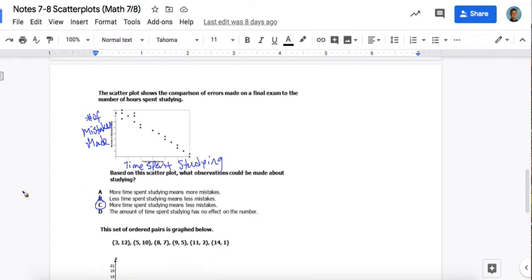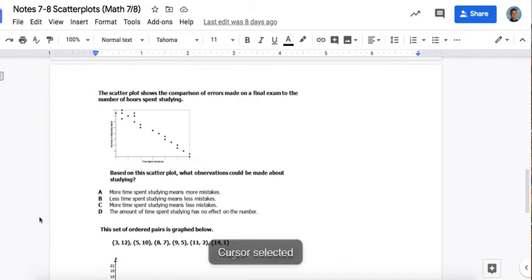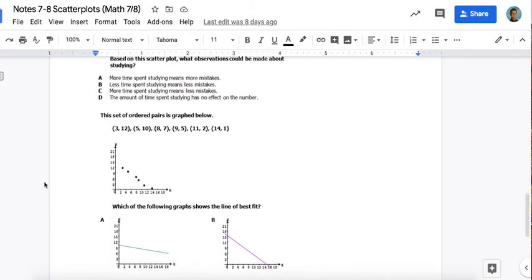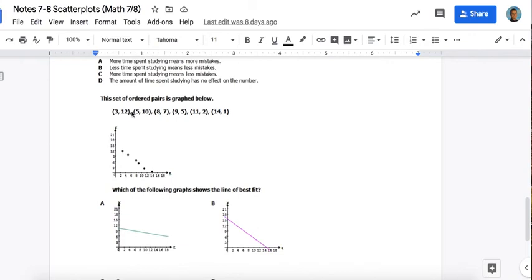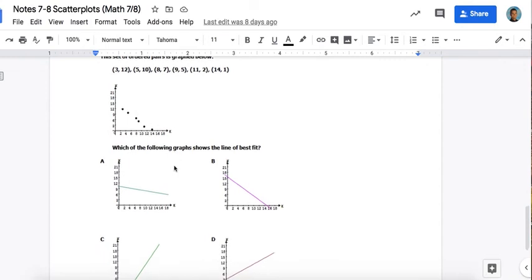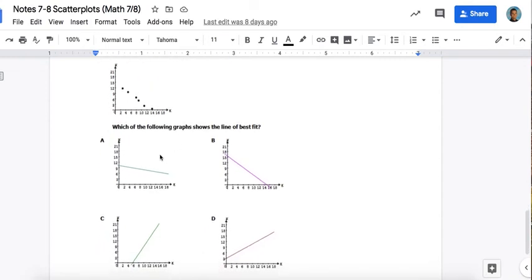Okay, let's look at the next example. This set of ordered pairs is graphed below. 3, 12, 5, 10, 8, 7, 9, 5, 11, 2, and 14, 1. Which of the following graphs shows the line of best fit?